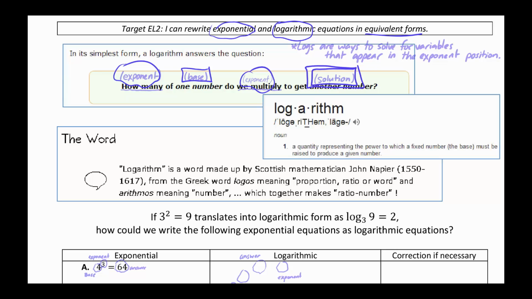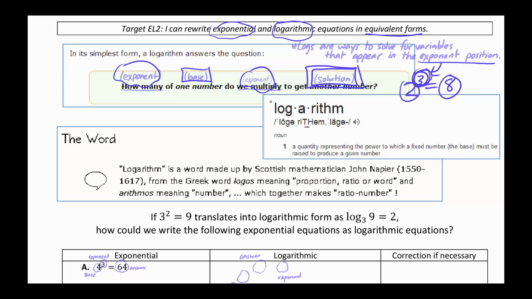So a lot of times we're going to be dealing with exponentials, like 2 to the third equals 8. We have our base, our exponent, and our solution. Logarithms really focus on getting down here to the exponent part, and that's actually really what they're used for. Logs are a way to solve for variables that appear in the exponent position. So whenever we get a letter up here in that teeny tiny font, we're probably going to have to use logarithms to unpackage it and to solve for x.